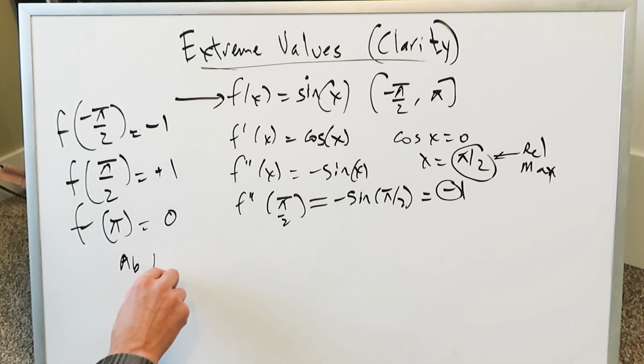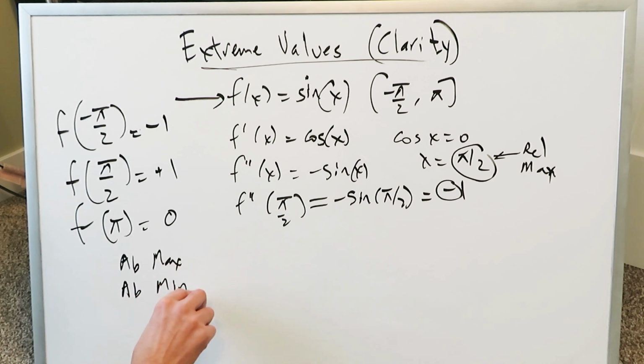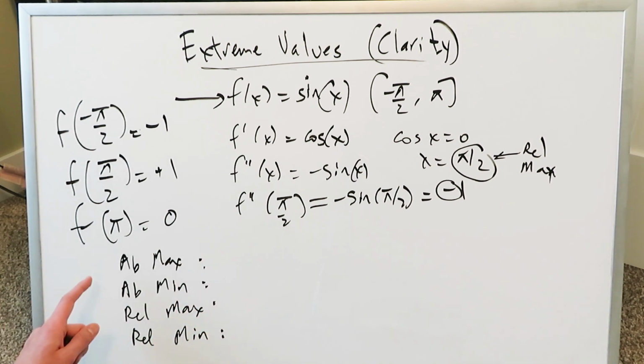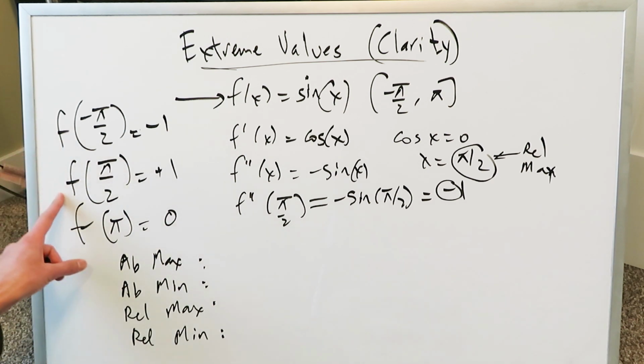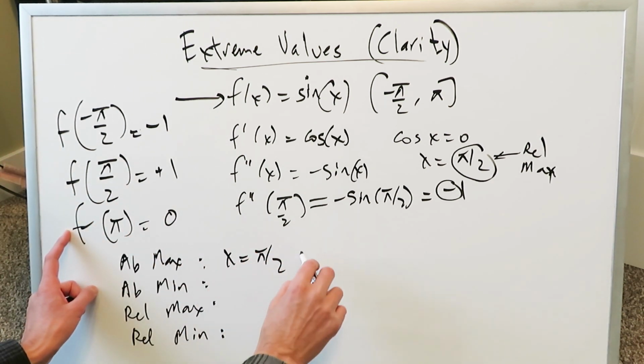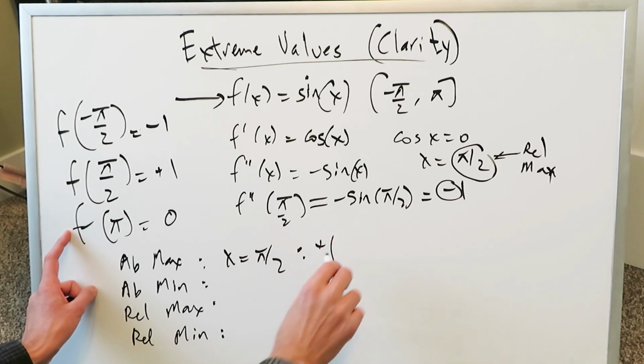Let's do some labeling over here. Absolute maximum, global maximum, absolute minimum, global minimum. We can put here relative maximum and here a relative minimum and see what comes out in terms of all of this. We're seeing an absolute maximum here occur at pi over 2. When x is equal to pi over 2, we have an absolute maximum value of a positive 1.